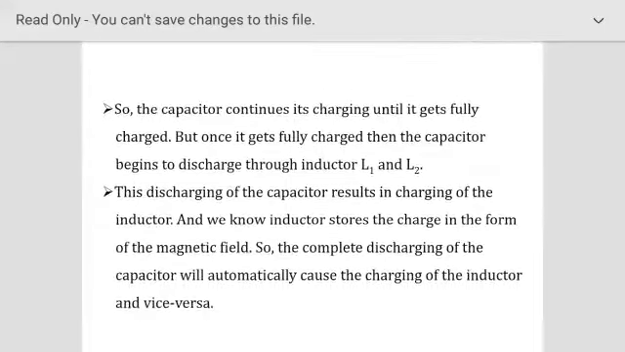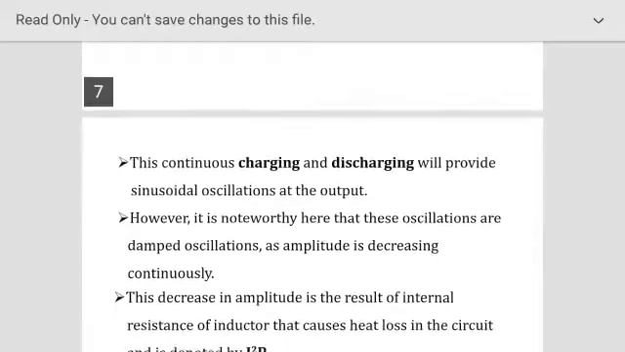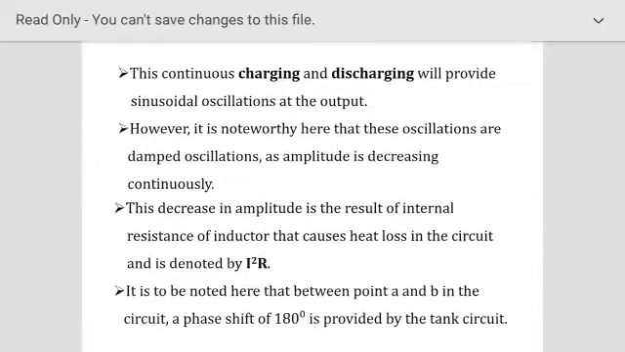The capacitor continues its charging until it gets fully charged, but once it gets fully charged, the capacitor begins to discharge through inductors L1 and L2. This discharging of the capacitor results in charging of the inductor, and we know an inductor stores the charge in the form of magnetic field. So the complete discharging of the capacitor will automatically cause the charging of the inductor. Similarly, it will happen until the end of the stage. This continuous charging and discharging will provide sinusoidal oscillations at the output.